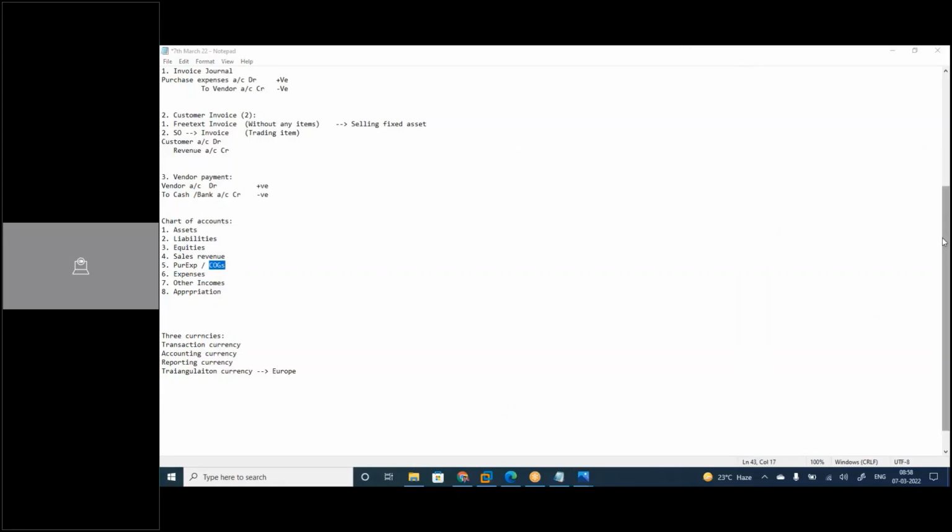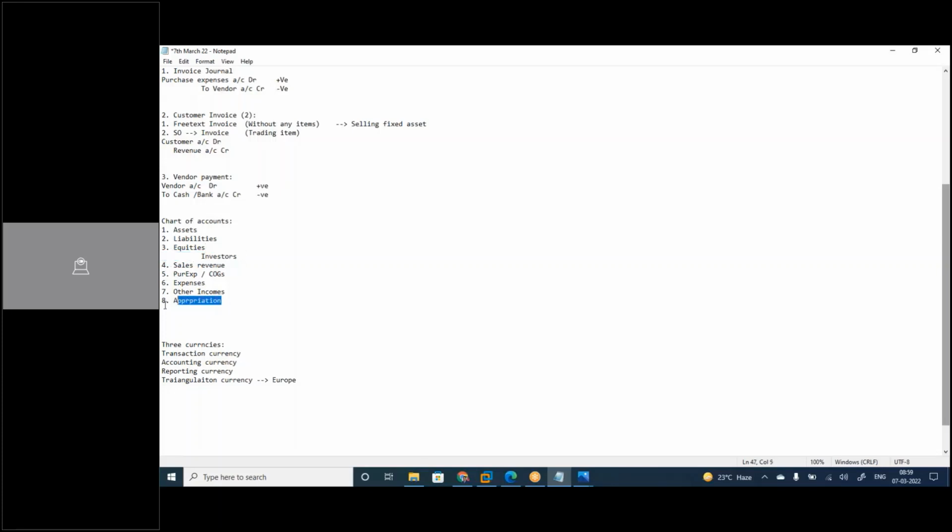Hi, Satya. Yes, please. Can you please elaborate more on equities and appropriation? So equities means investors. Whoever has invested money, all investors will be mapped here. And during the year-end process, the profit will be transferred to retained earnings. So the retained earnings will be part of this one.